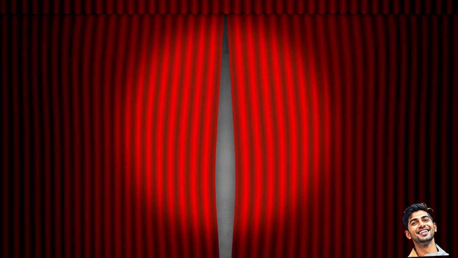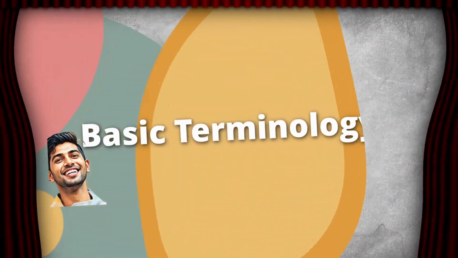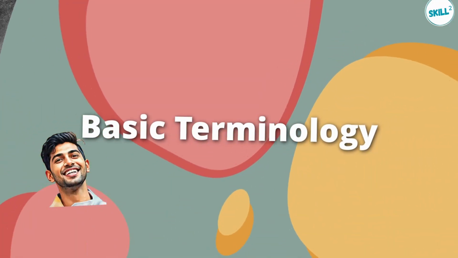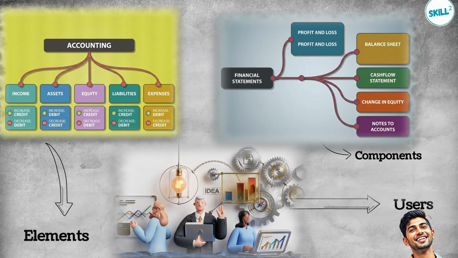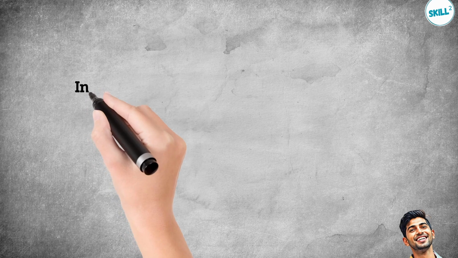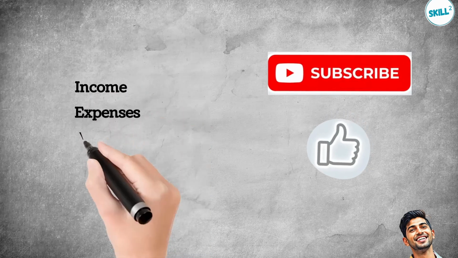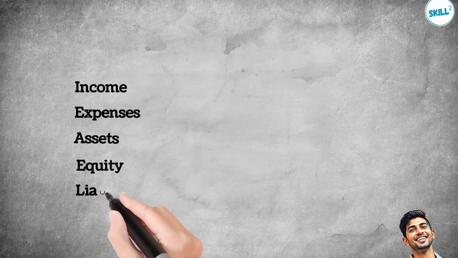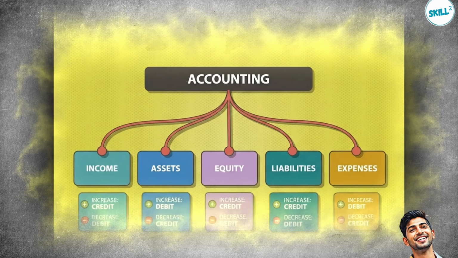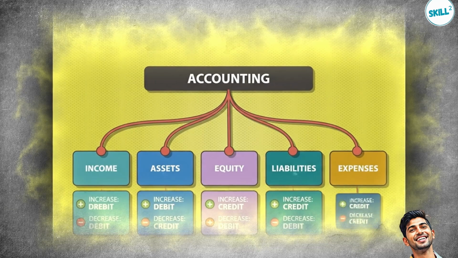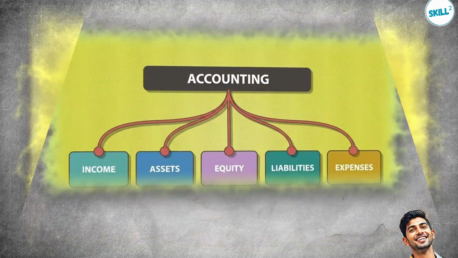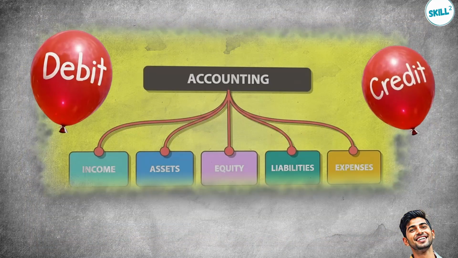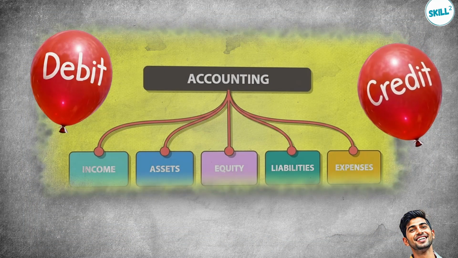In this video, we are going to look at the basic terminology of accounts. Things like elements of accounts, components of financial statements, and who actually uses them. So let's start with the elements of accounting, where we have income, expenses, assets, equity, and liabilities. The entire world of accounting basically starts and ends with these five elements. And along the way, I will also introduce debit and credit. Now, let's dig into it.